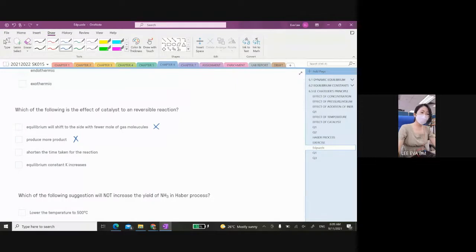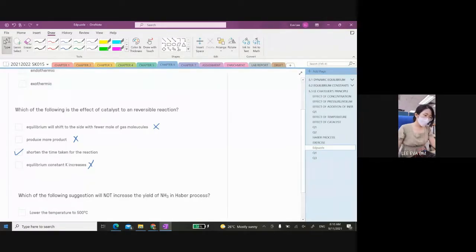But shorten the time taken, just now madam already mentioned as one of the effects of catalyst: increase the rate, shorten the time. And then the last one, equilibrium constant K increases. Remember, the constant K is only affected by temperature. So obviously the last one is also wrong. Many of you chose produce more product. So you need to understand that adding catalyst will not cause equilibrium shift. Madam has already given everything in the notes, so you can read the notes again.